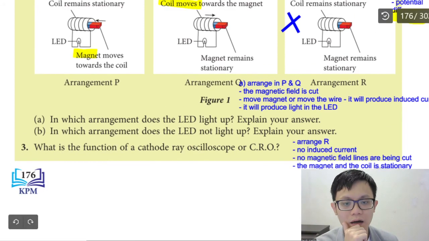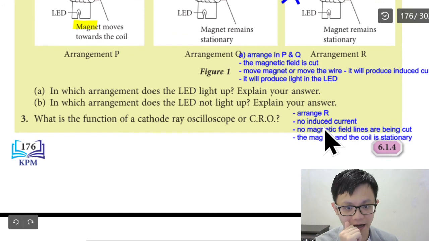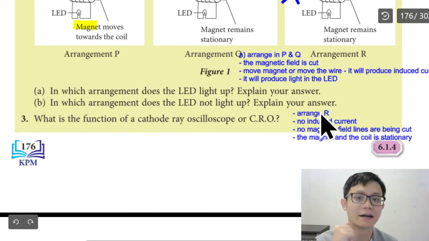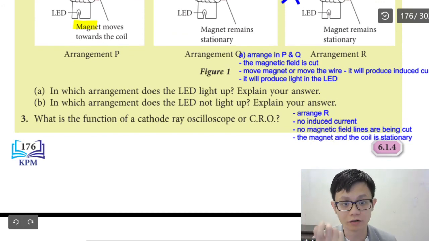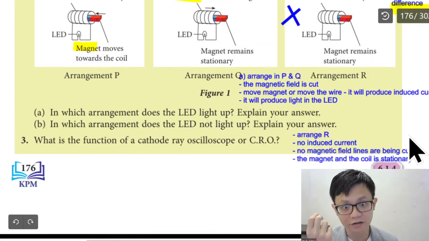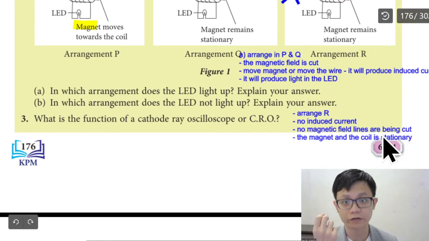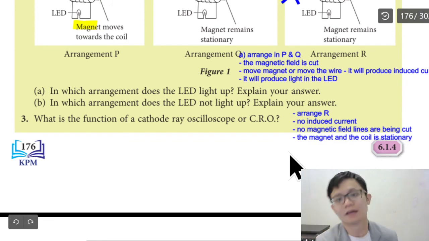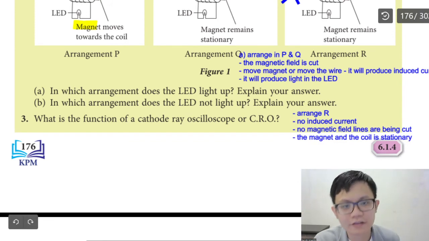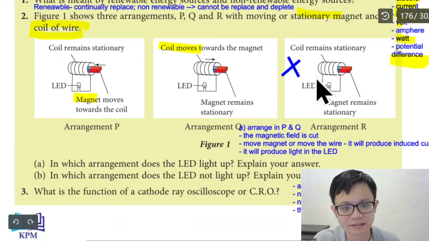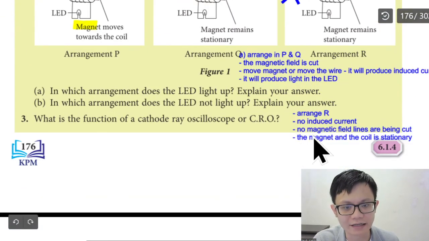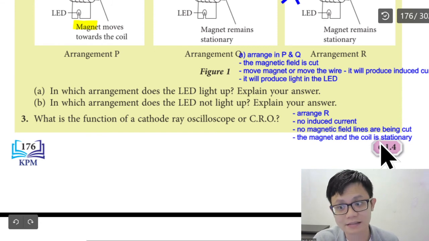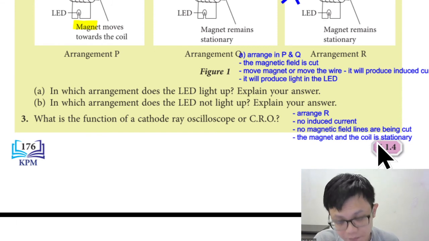So, arrangement R. Why? Because no electric, but I don't say the word no electric. I say no induced current. Why no induced current? Because no magnetic field lines are being cut. Why no magnetic field lines being cut? Because you also don't move. You didn't move, of course no magnetic field is cut. So the magnet and the coil are stationary, means not cut.